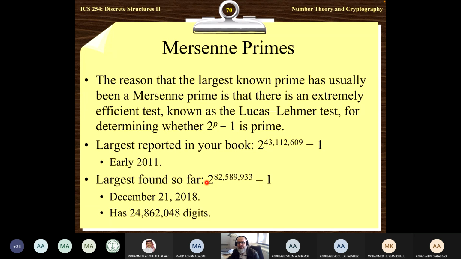The guy who found it, I think, was on December 7th, and it seems the official announcement came on December 21st. This prime number, by the way, has 24,862,048 digits. So that's the largest so far.